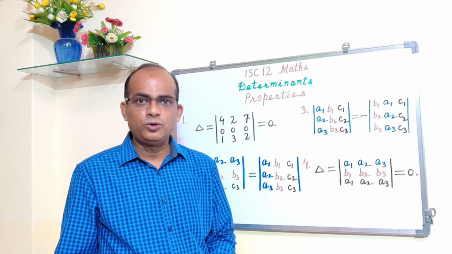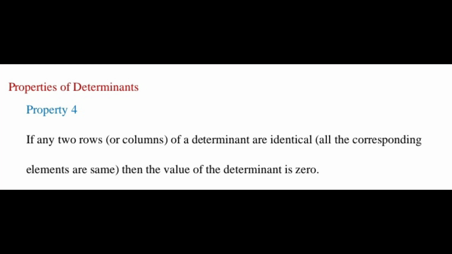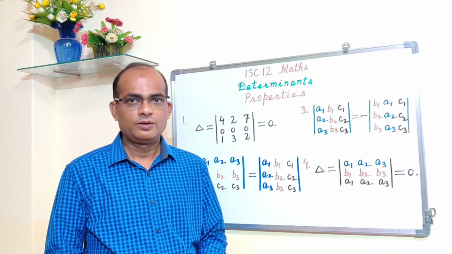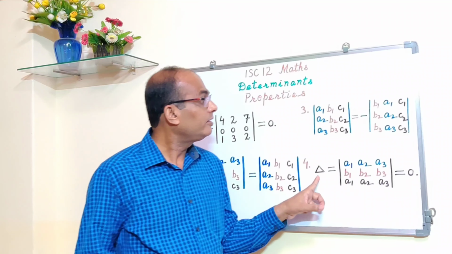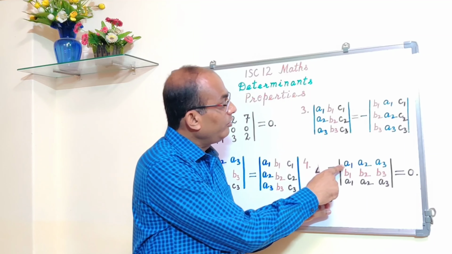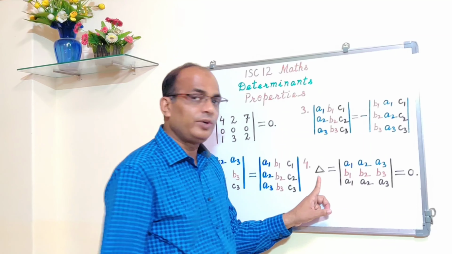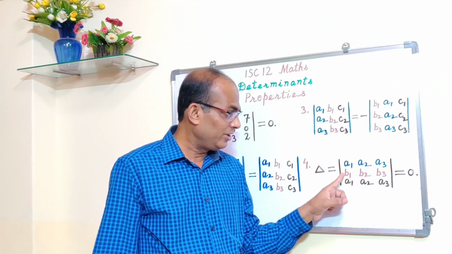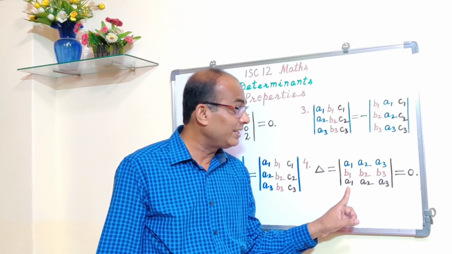Now, fourth property, and the property is, if any two rows or columns of a determinant are identical, then the value of the determinant is 0. Fourth property. Look here. The first row is A1, A2, A3. The second row is B1, B2, B3, and the third row is again A1, A2, A3.